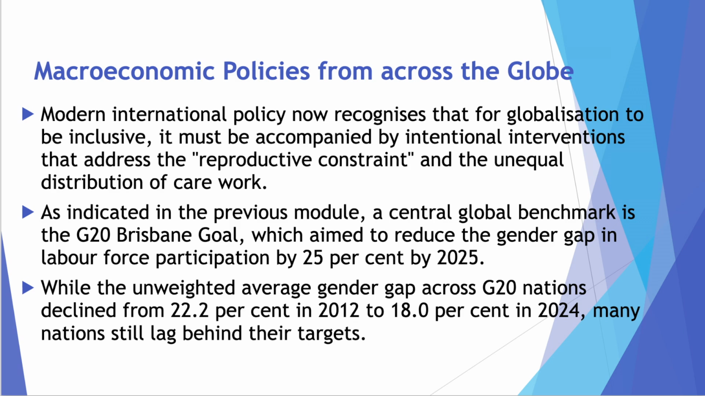As indicated in the previous modules, a central global benchmark is the G20 Brisbane goal, which aimed to reduce the gender gap in labor force participation by 25% by 2025. Now, while the unweighted average gender gap across G20 nations declined from 22.2% in 2012 to 18% in 2024, many nations still lag behind their targets.